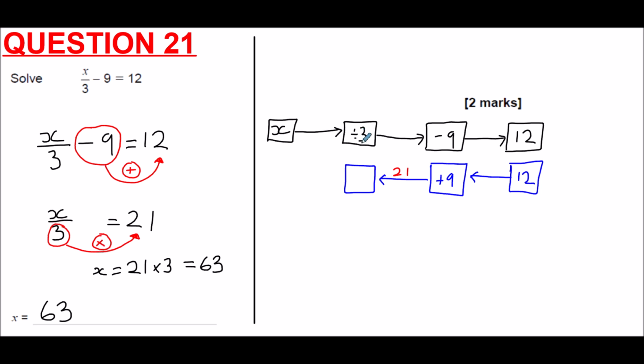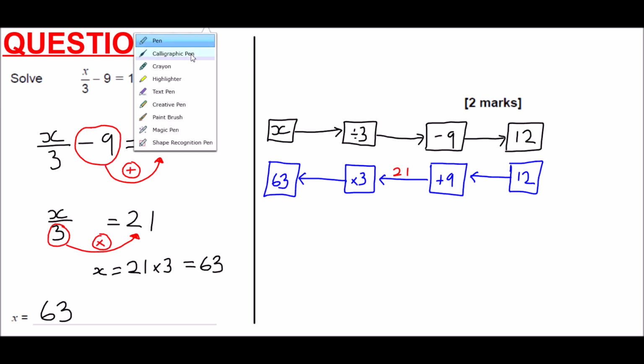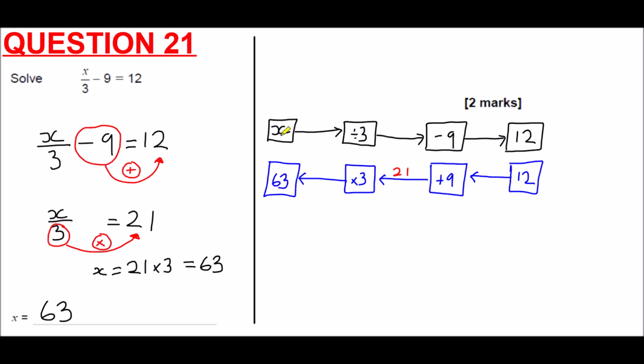Now above we were dividing by 3. Going the opposite way, we'll do the opposite thing, which is multiplying by 3. And so x will be 21 multiplied by 3, which is 63. And so finally, x we know is 63. X equals 63, like we said earlier. That's question 21 done.